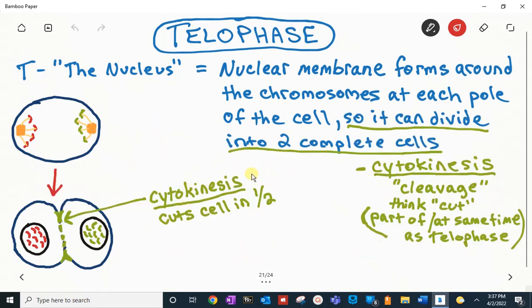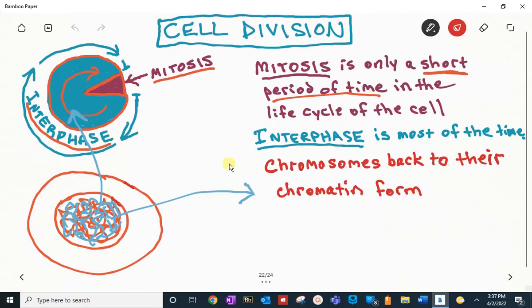So here it is again, cytokinesis. That is the subsection of telophase that cuts the cell in half, and that's just the act of the actual cleaving of the cell and cutting it in half. The part of the telophase, if you want to get technical, is the nuclear membrane forming around the chromosomes and containing them in the nucleus, making a nucleus again on either side of the cell. And that is the end of mitosis, which brings us back to what we went over in the very first video, the entire life cycle of the cell.